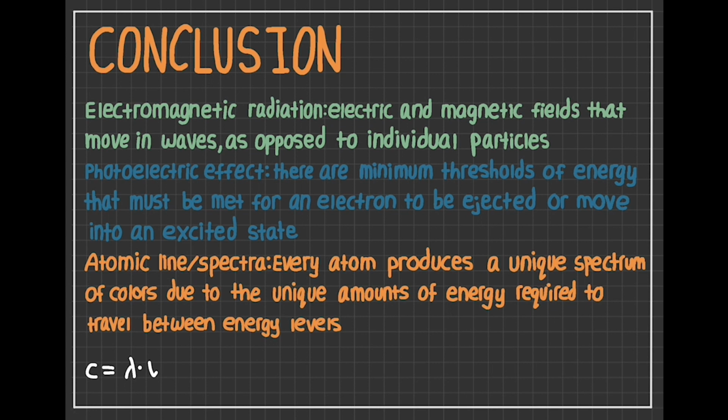Finally, some important formulas to remember is that the speed of light, or c, is equal to wavelength times frequency. Energy is equal to Planck's constant times frequency. And you will get wavelength in meters, and to convert, 1 meter is 1 times 10 to the ninth nanometers.